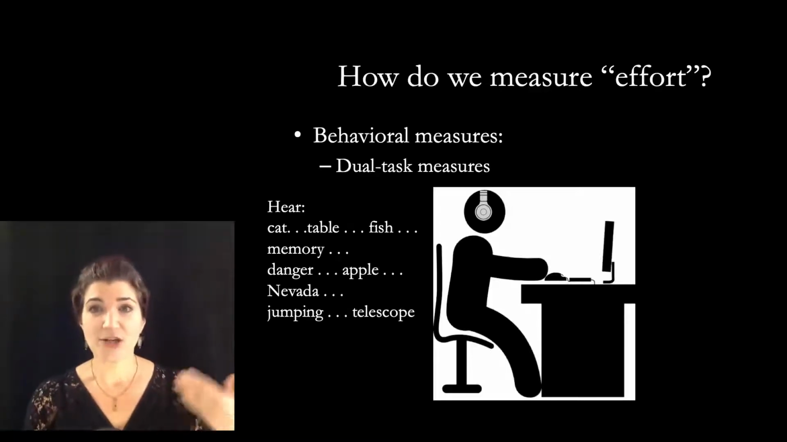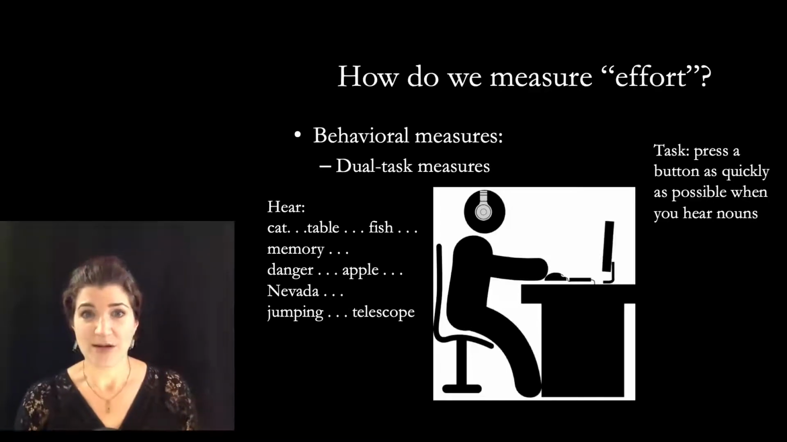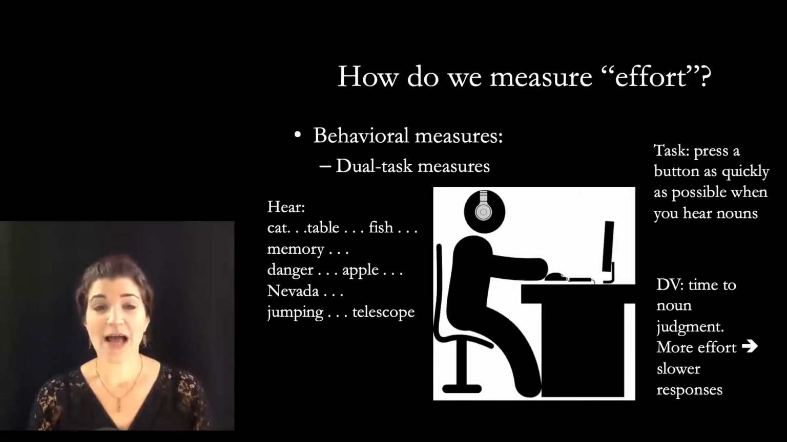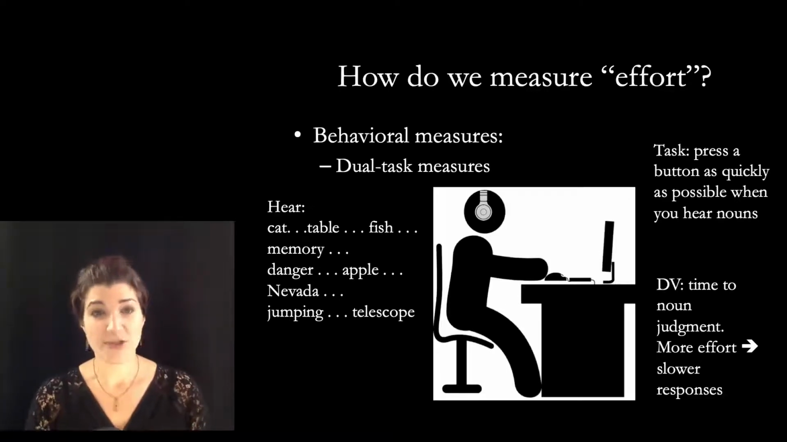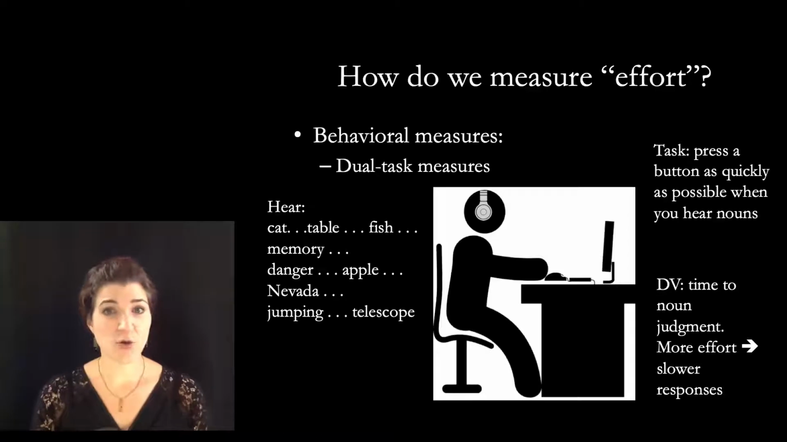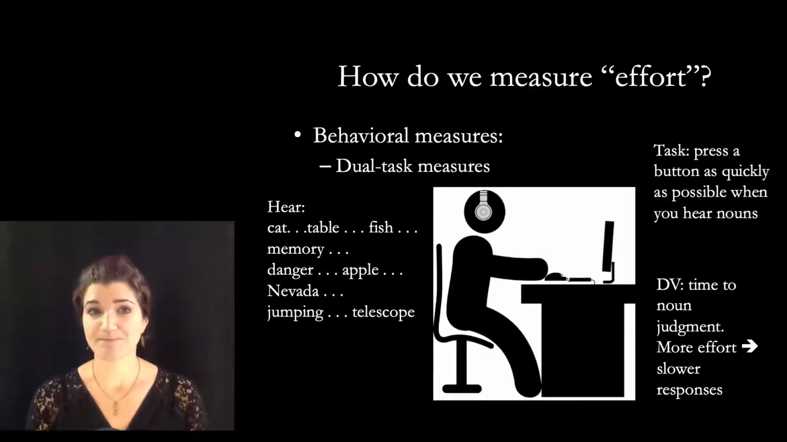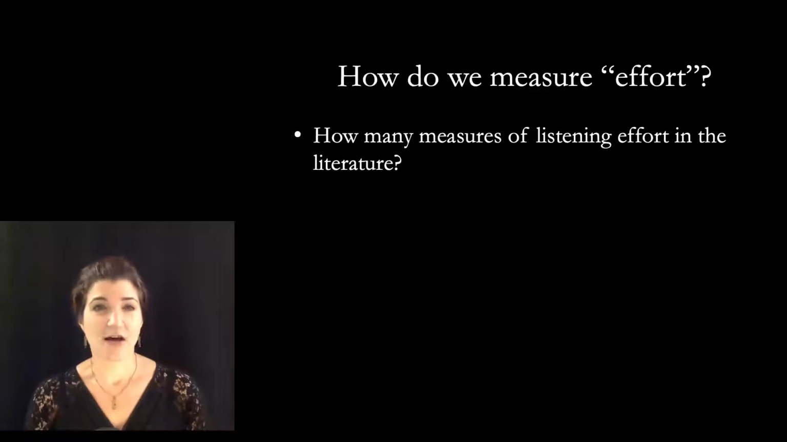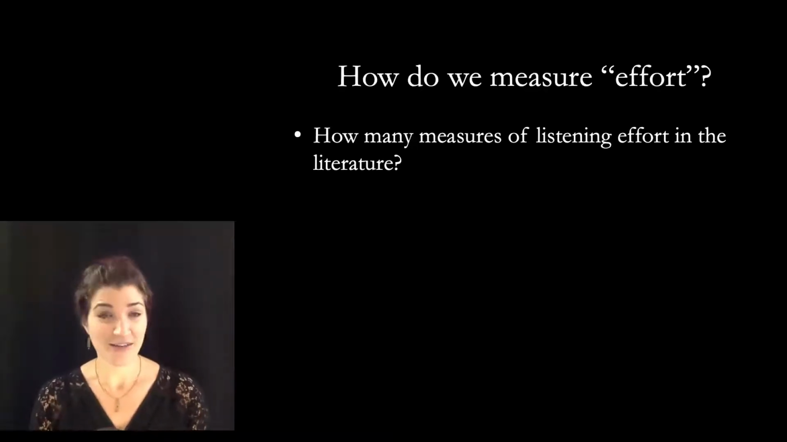So as you're hearing words and asked to respond to them, for example, every time you hear a particular word, or every time a word could be, let's say, a noun, participants get slower at responding to those words when they're exerting more effort. So you turn up the background noise, responses slow down. So these are 4 different classes of listening effort measures, but there are multiple different types of each of those classes. So how many unique measures of listening effort are there?